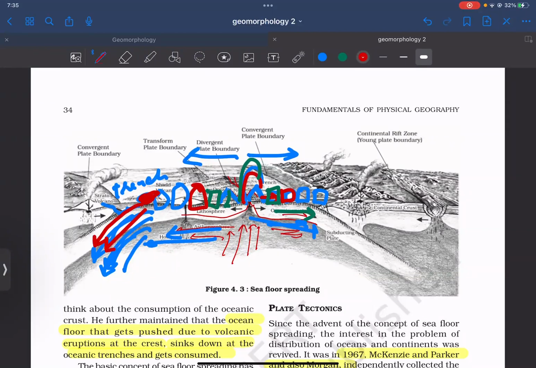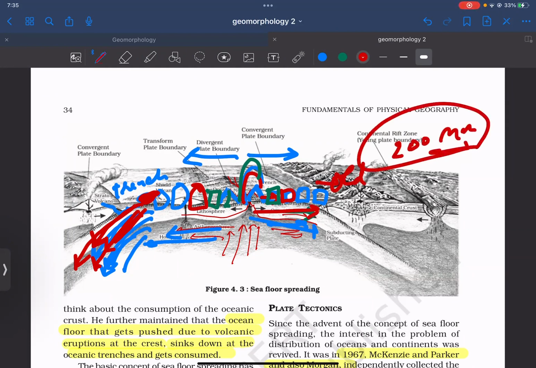So what is happening? Older rocks get destroyed in the trenches because as they move inside the interior of the earth, what would happen? Temperature would increase and they will melt, and these rocks would get destroyed. So that's why as we move away from the ocean, although older rocks are formed, rocks beyond the age of 200 million years are not found because they all have been destroyed at the trenches.